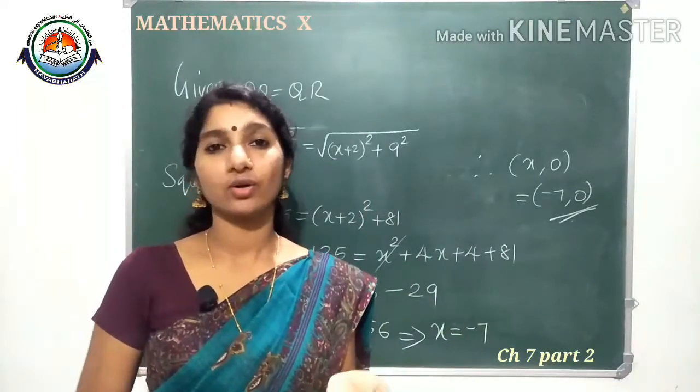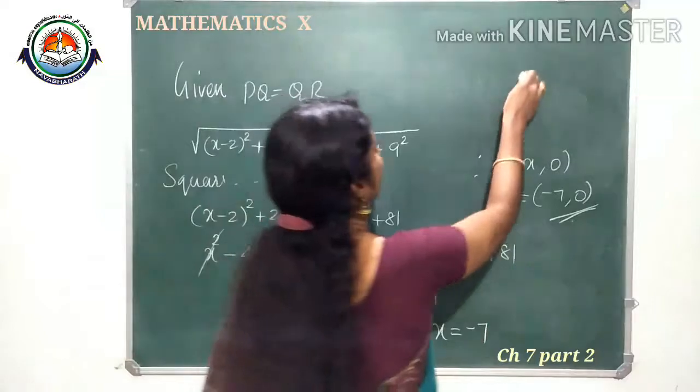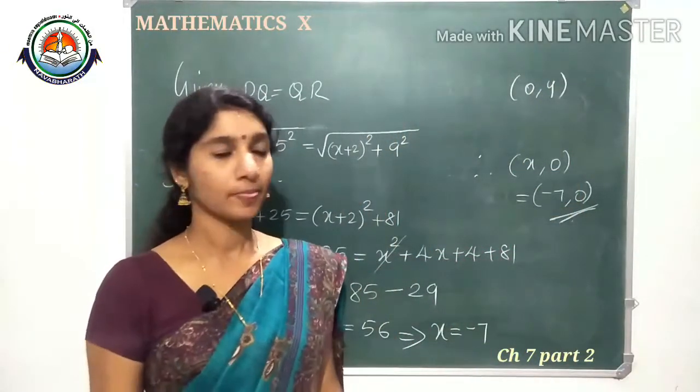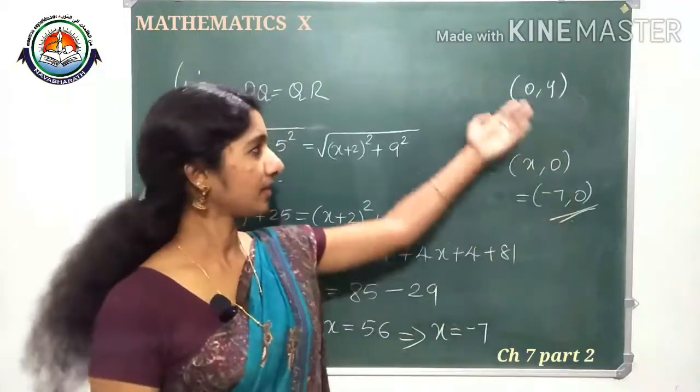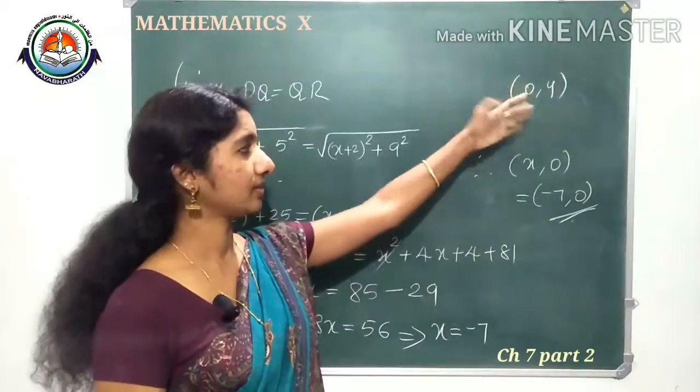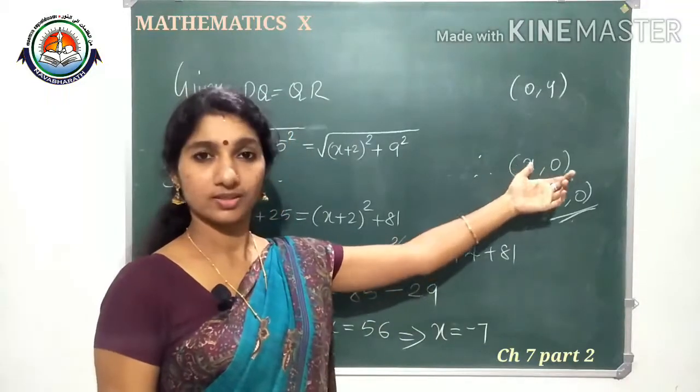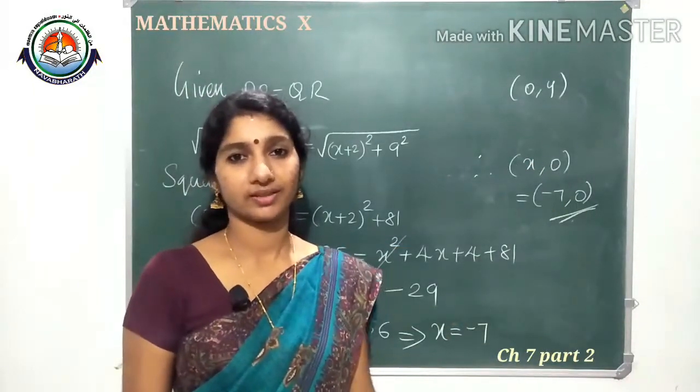Suppose this point is given on the y-axis. How will you take it? x coordinate 0 and y coordinate y. So 0 comma y. That y you can replace with any letter, no problem, like 0 comma a. Here also a comma 0. Then you can find the value of a. Clear?